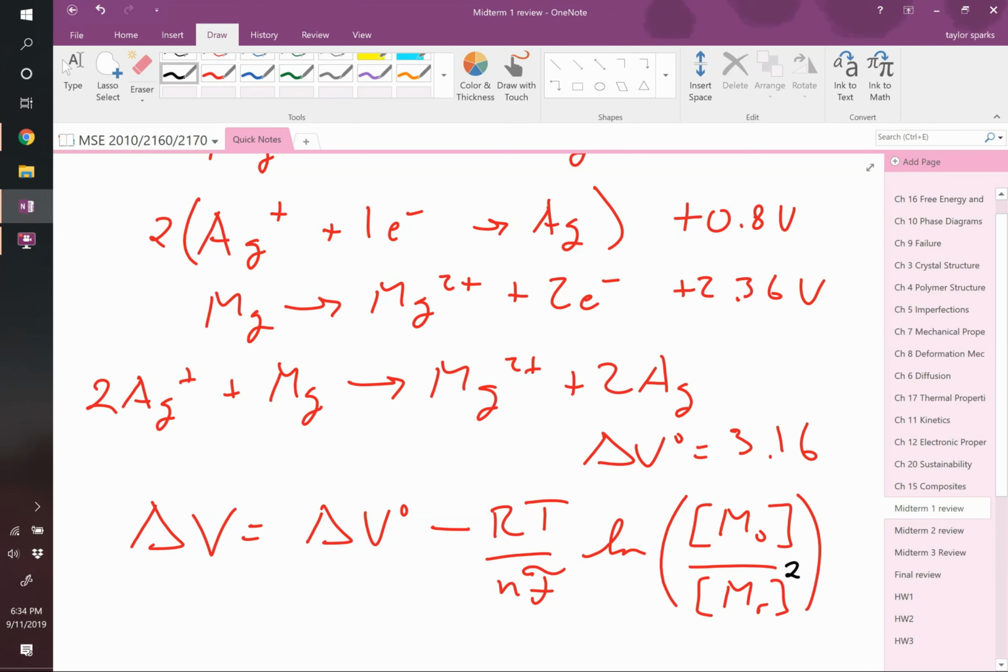Where did this squared come from? Oh, so the concentration of the reduced species, this guy got reduced, and it had a 2 in front of it. So it got raised to the 2 power here. Just like the reaction quotient Q, we took the partial pressure raised to the number of coefficient. Same thing here. So many hands.